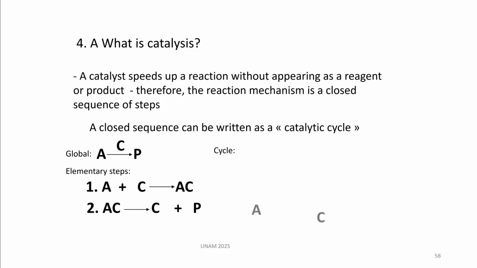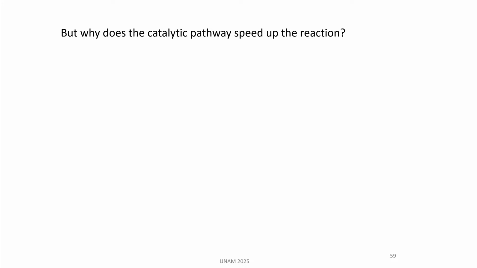But then we can write it like this. First step would be this one, and second step would be this one. We are seeing things from the point of view of the catalyst. It cycles between C and AC. At each turn of the cycle, 1 A is transformed into 1 P. So that's catalysis from the kinetic point of view, of the kinetic description.